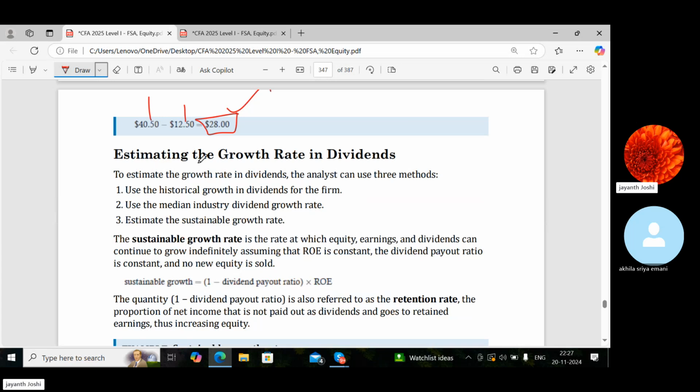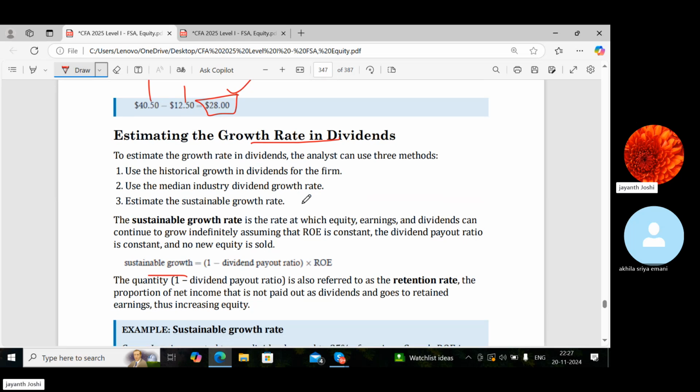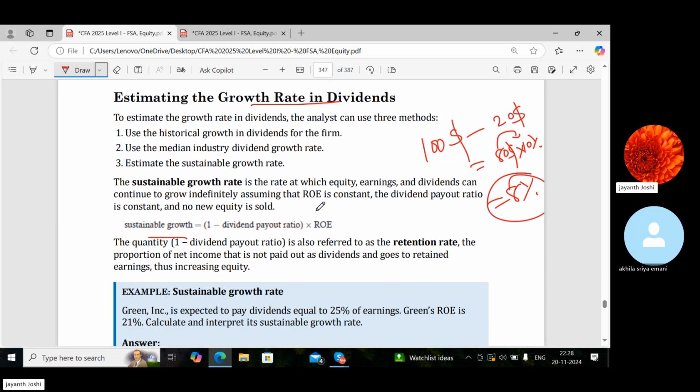Now we will try to find out the growth rate in dividend. See, sustainable growth is what? Let's say your company in which you own some stocks is earning a profit of $100. From that $100, you are paying a dividend of $20. Leftover is $80. You are investing this at the rate of 10%. So what is your sustainable growth rate? 8%. That is what they have given the example with.